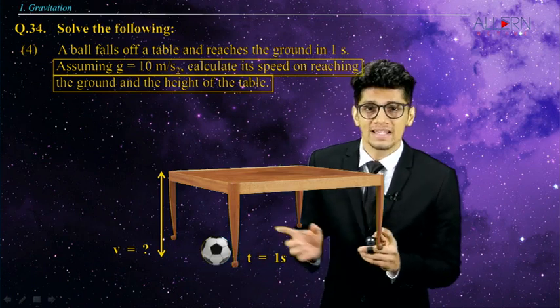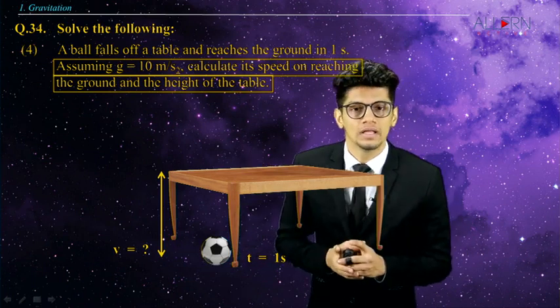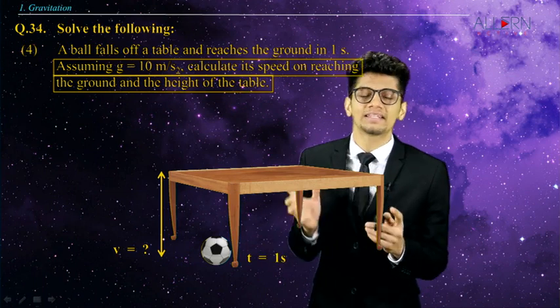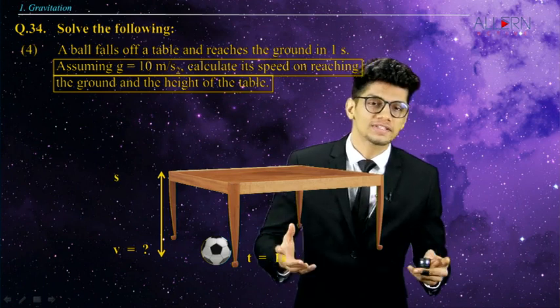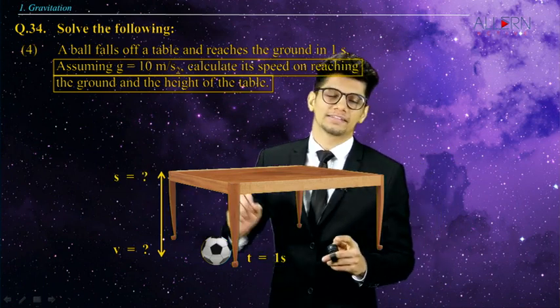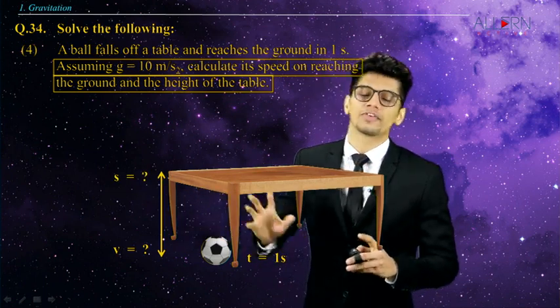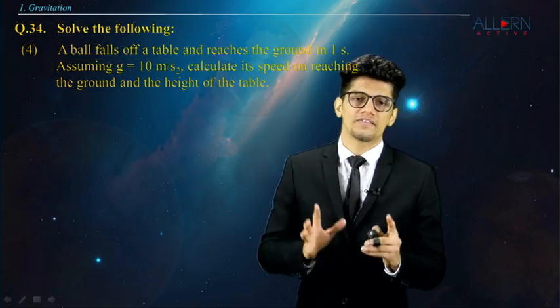And also it says the height of the table. Now the height of the table is nothing but the displacement that has occurred in the ball, which is obviously denoted by small letter s. So these are the two things that we need to find. So we'll write these things in the given data first.